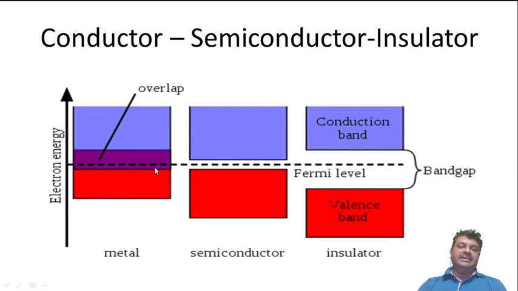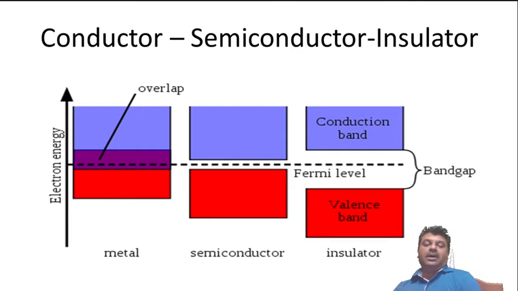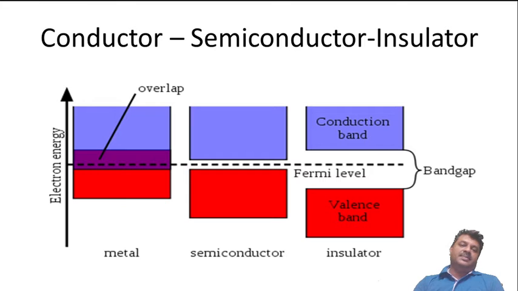In certain materials, the conduction band and valence band overlap. Such materials are called metals or conductors. Okay, the right term is conductor. Metal is one of the examples of the conductor.